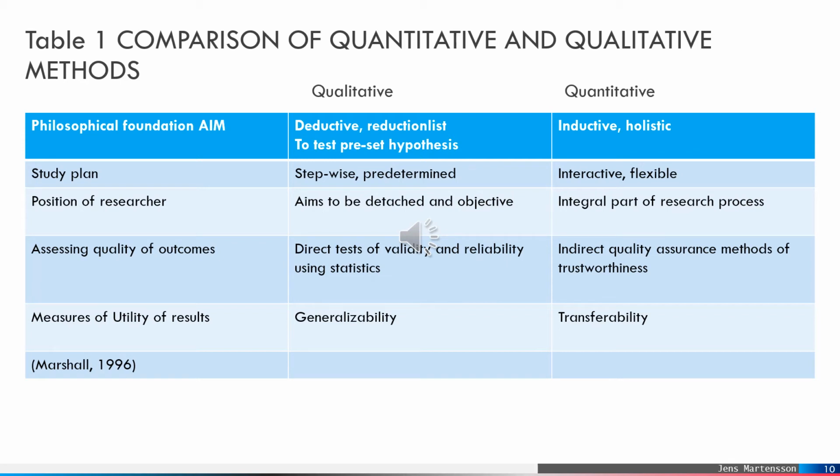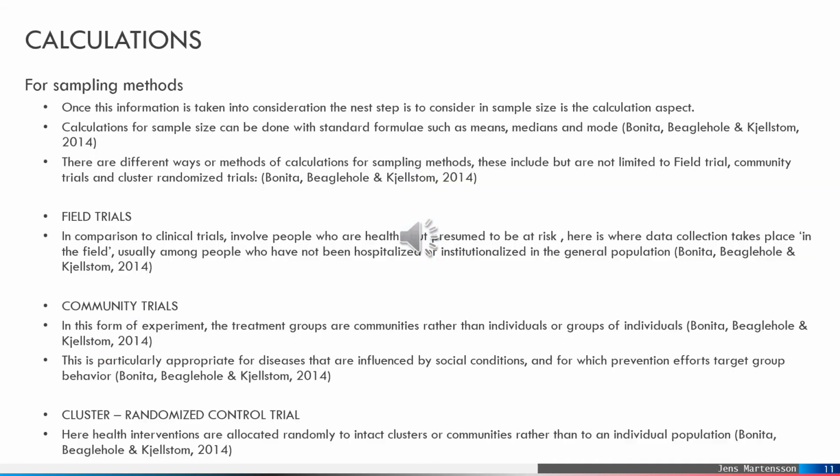Assessing quality of outcomes for qualitative is direct tests of validity and reliability using statistics. For quantitative is indirect quality assurance methods of trustworthiness. Measures of utility of results. For qualitative is generalizability. For quantitative is transferability.